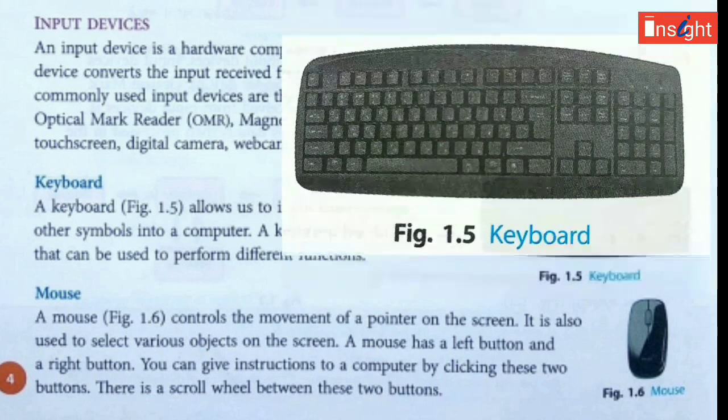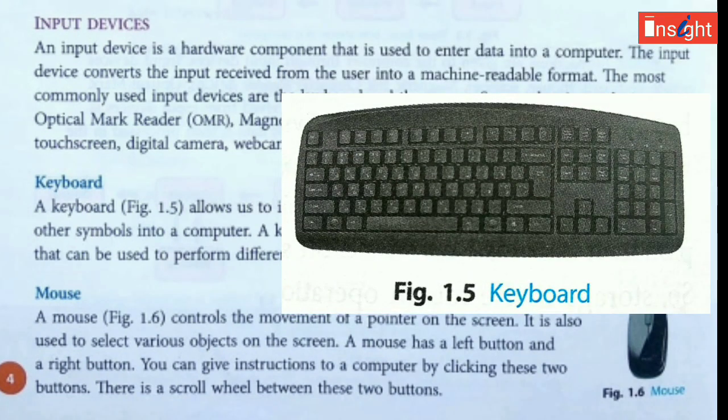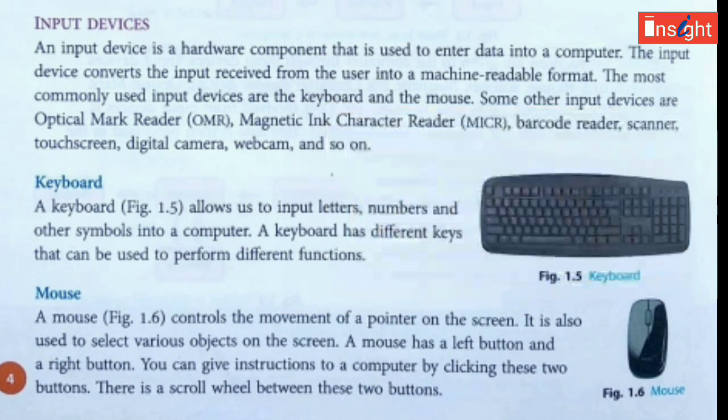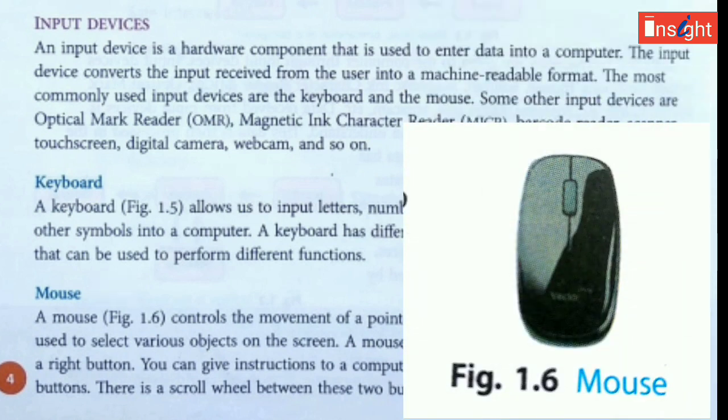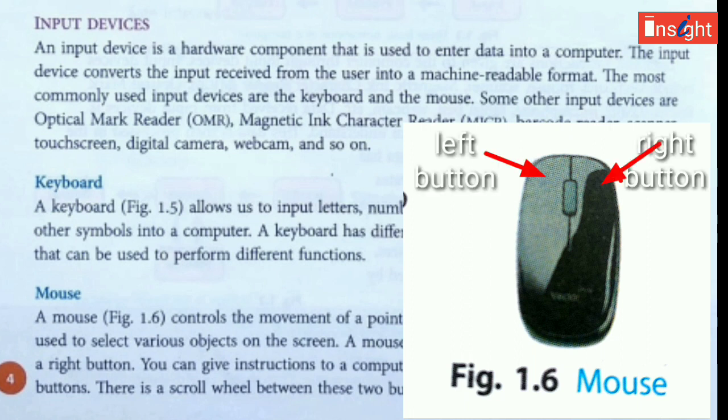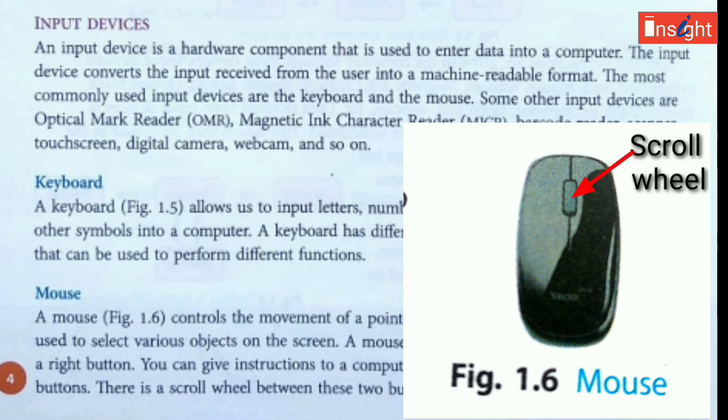keyboard, allows us to input letters, numbers and other symbols into a computer. A keyboard has different keys that can be used to perform different functions. Another important input device is mouse. Mouse controls the movement of a pointer on the screen. It is also used to select various objects on the screen. A mouse has a left and right button. You can give instructions to a computer by clicking these two buttons. There is a scroll wheel between these two buttons to scroll up and down the page.